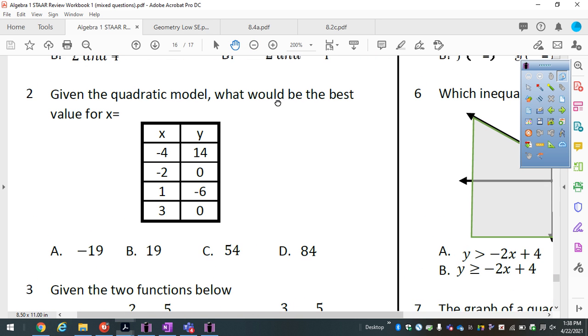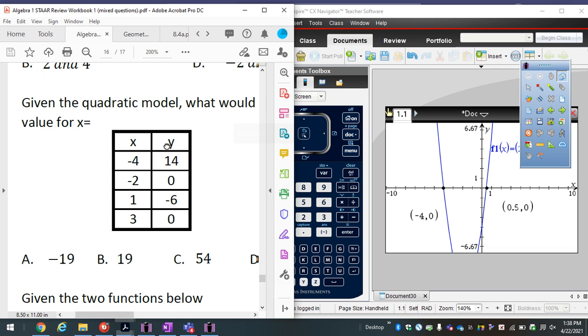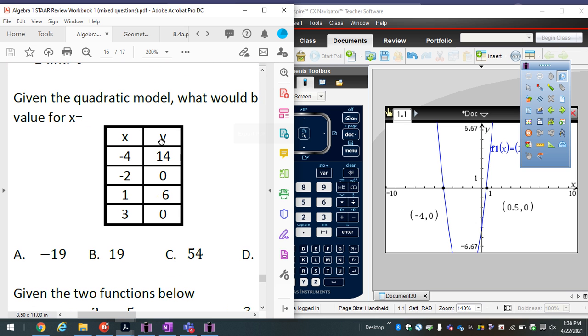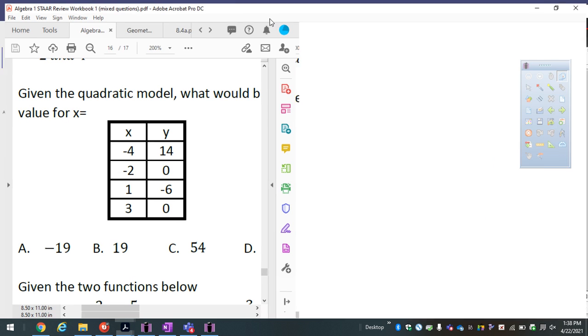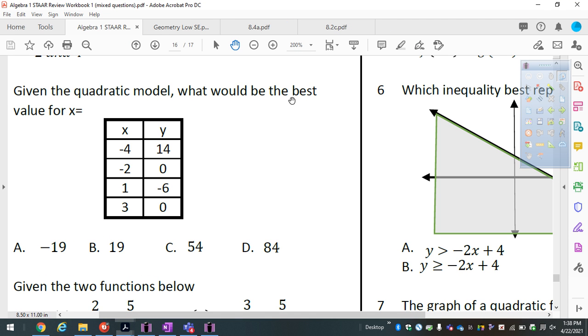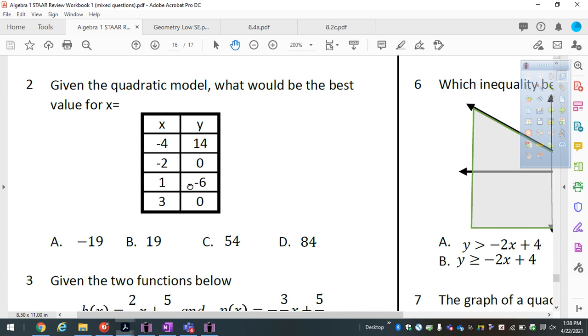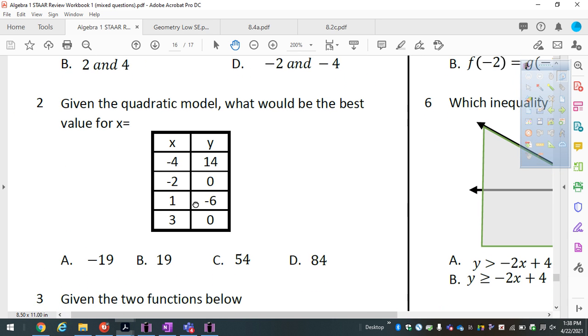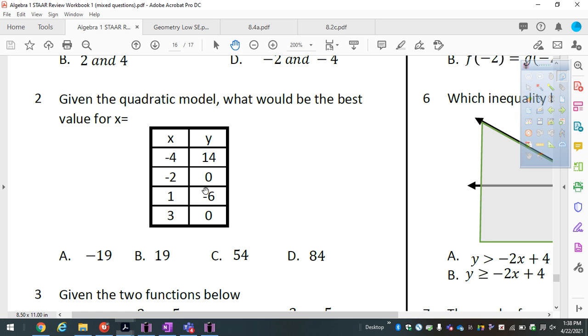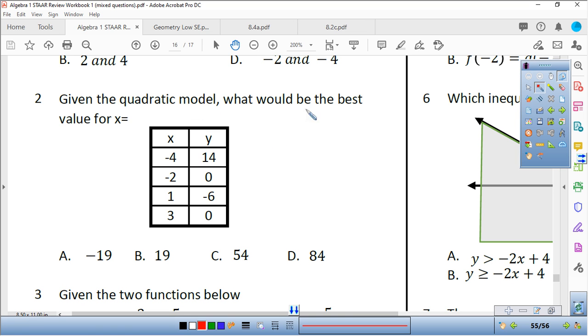Quadratic model, so you better use a calculator for this one. What's the x with the quadratic best for what? Given the quadratic model, what would be the best value for x? Shoot, I don't even understand that one. Given the quadratic model, what would be the best value for x equals to? I get you. So there's supposed to be some number here. So you do quadratic regression, graph trace to this number, whatever number that is, this is your y value. Hopefully that makes sense.